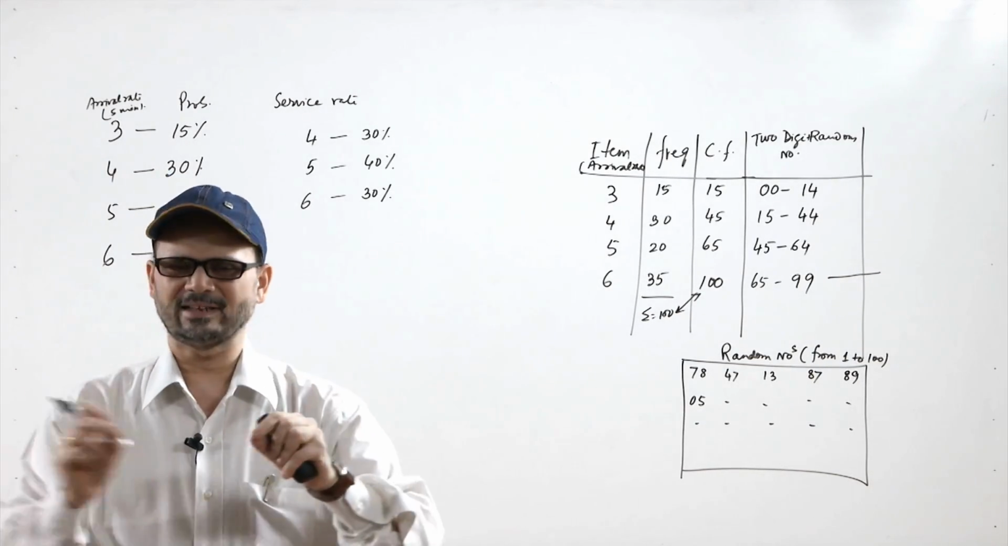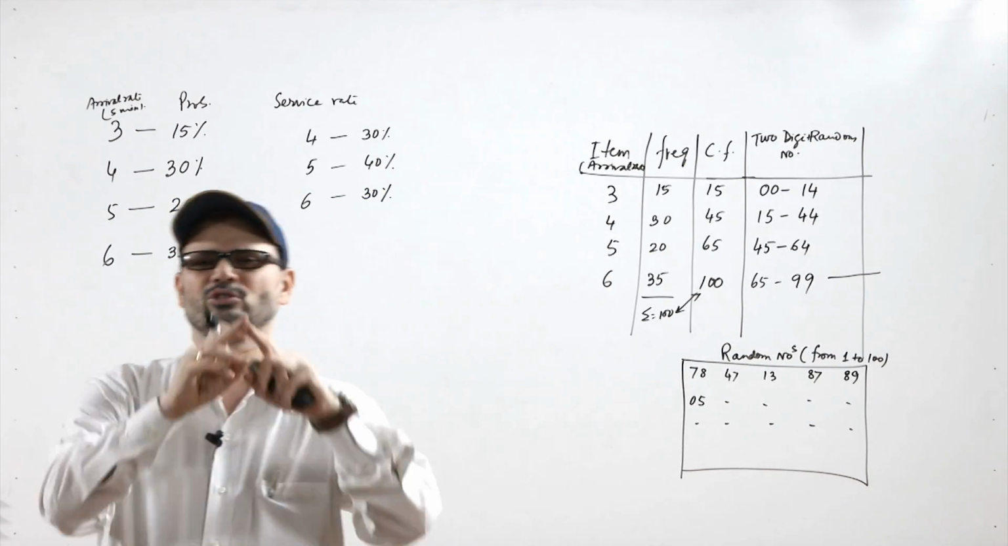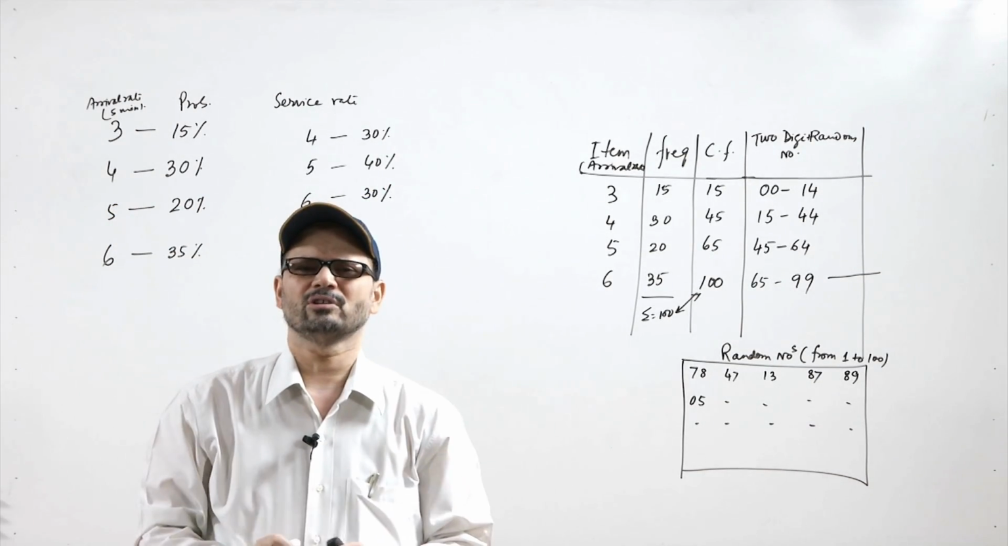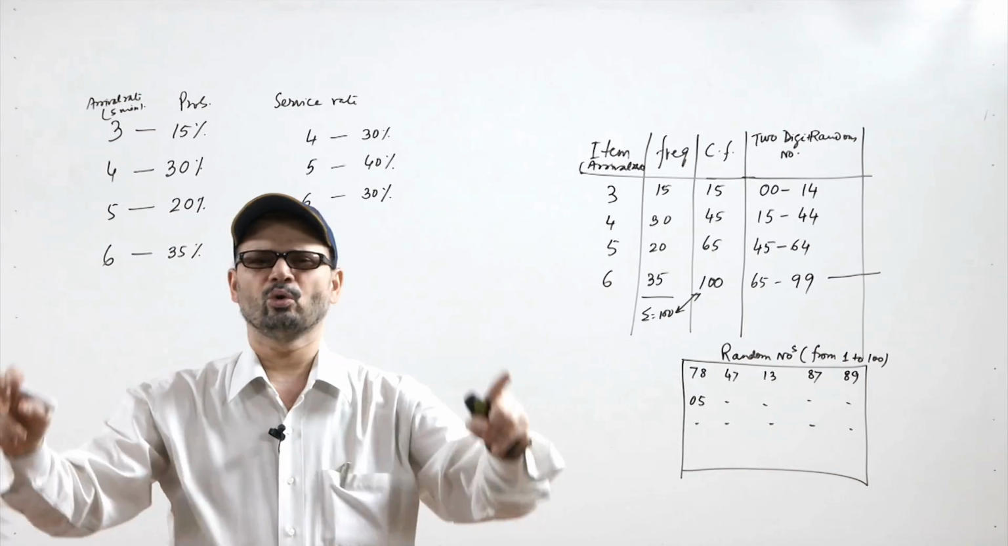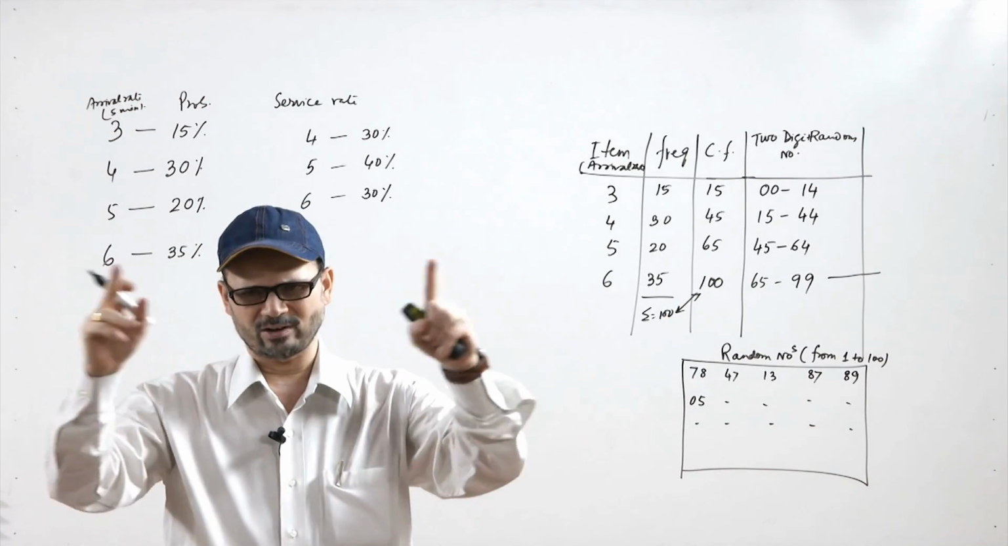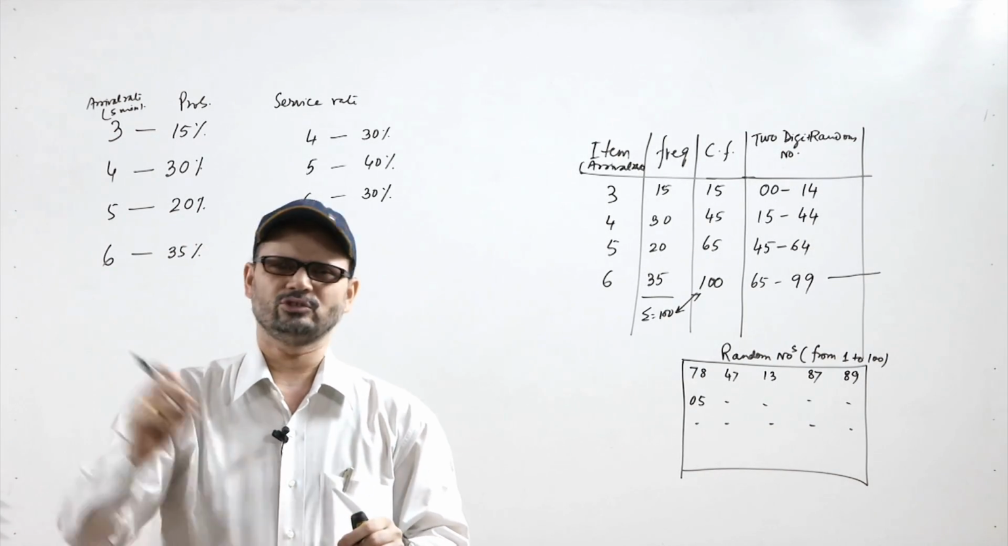So, 0 to 100 on the x and 0 to 100 on the y. You will have the uniform distribution of the numbers in the whole rectangular or square domain of 0 to 100 and 0 to 100 here.